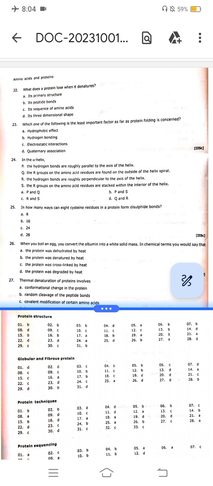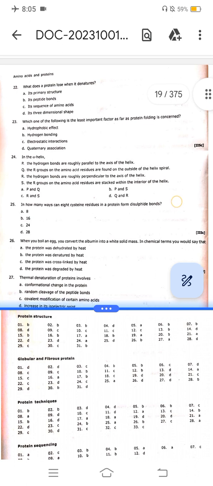In the alpha helix, 24A. Okay, A is the correct answer. A, in the sense P and Q are correct. The hydrogen bonds are roughly parallel to the axis of the helix. The R groups on the amino acid residues are found on the outside of the helix spiral.